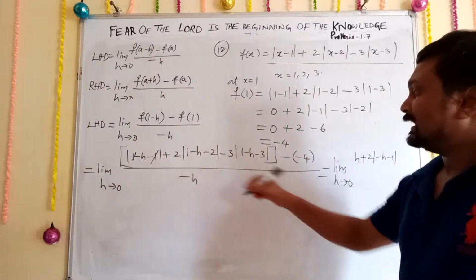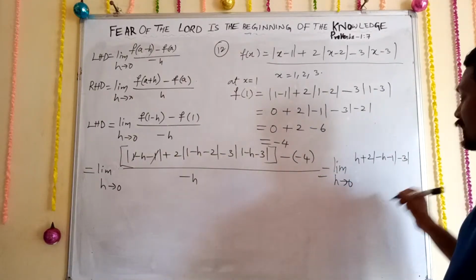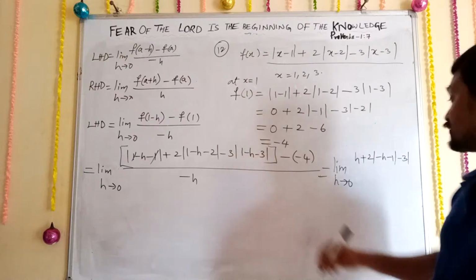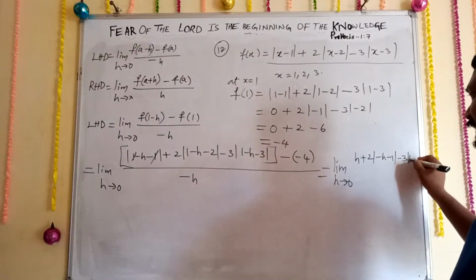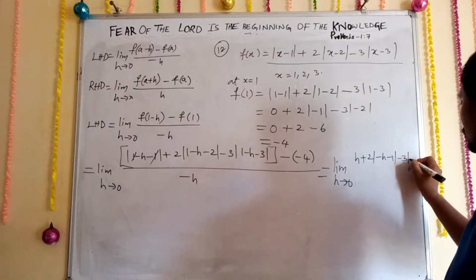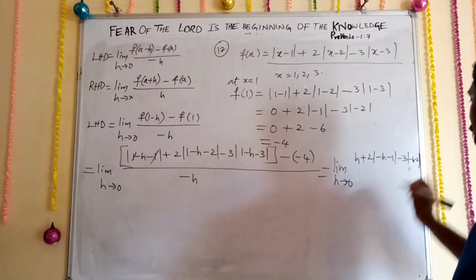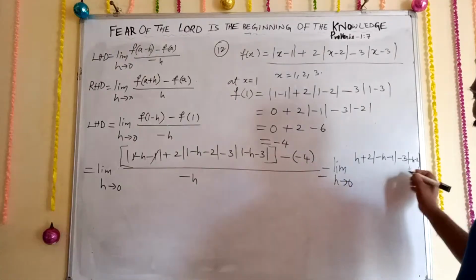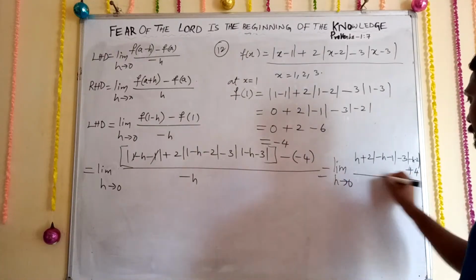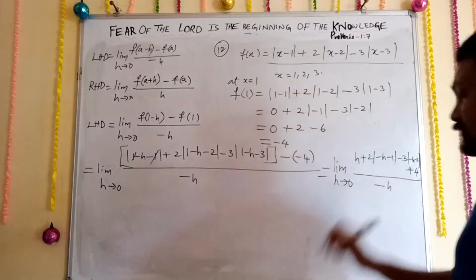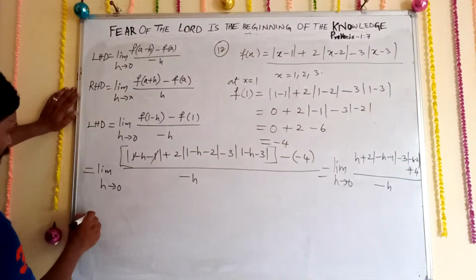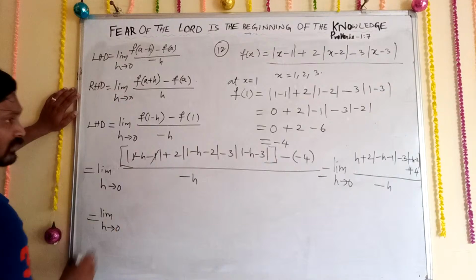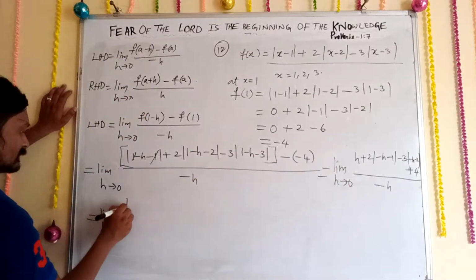Next one, minus 3 modulus. So here observe 1 minus 3 is nothing but minus 2. So you can write minus h minus 2. So minus into minus plus 4 upon minus h. So still we can simplify it. Limit h tends to 0, h as it is.